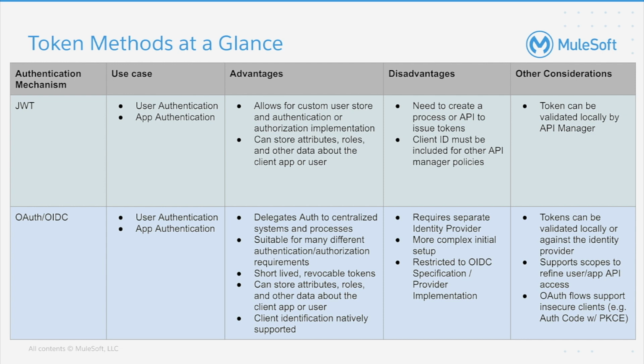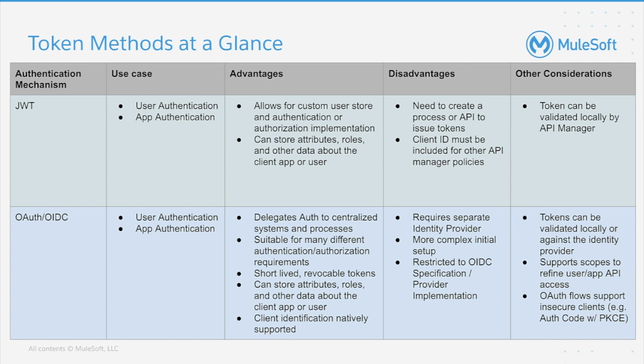It does require a separate identity provider, and the initial setup is more complex. It's important to also keep in mind that you're restricted to the OIDC specification and the provider implementation of your choosing. Depending on how you are issuing tokens, they could be validated locally or against the identity provider's introspection endpoint. OAuth supports scopes to further refine user and application API access. And as mentioned earlier, OAuth flows support insecure clients, such as using auth code with proof key for code exchange.